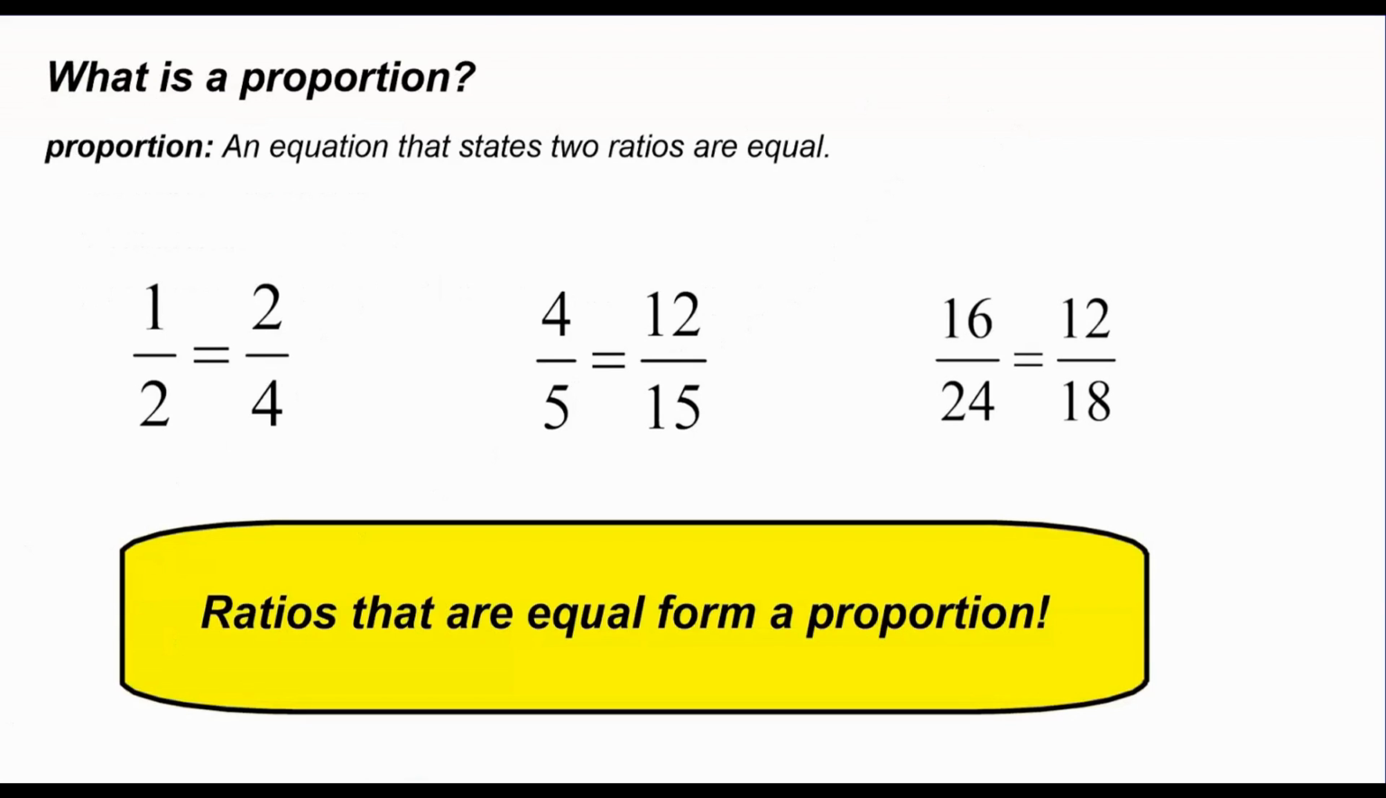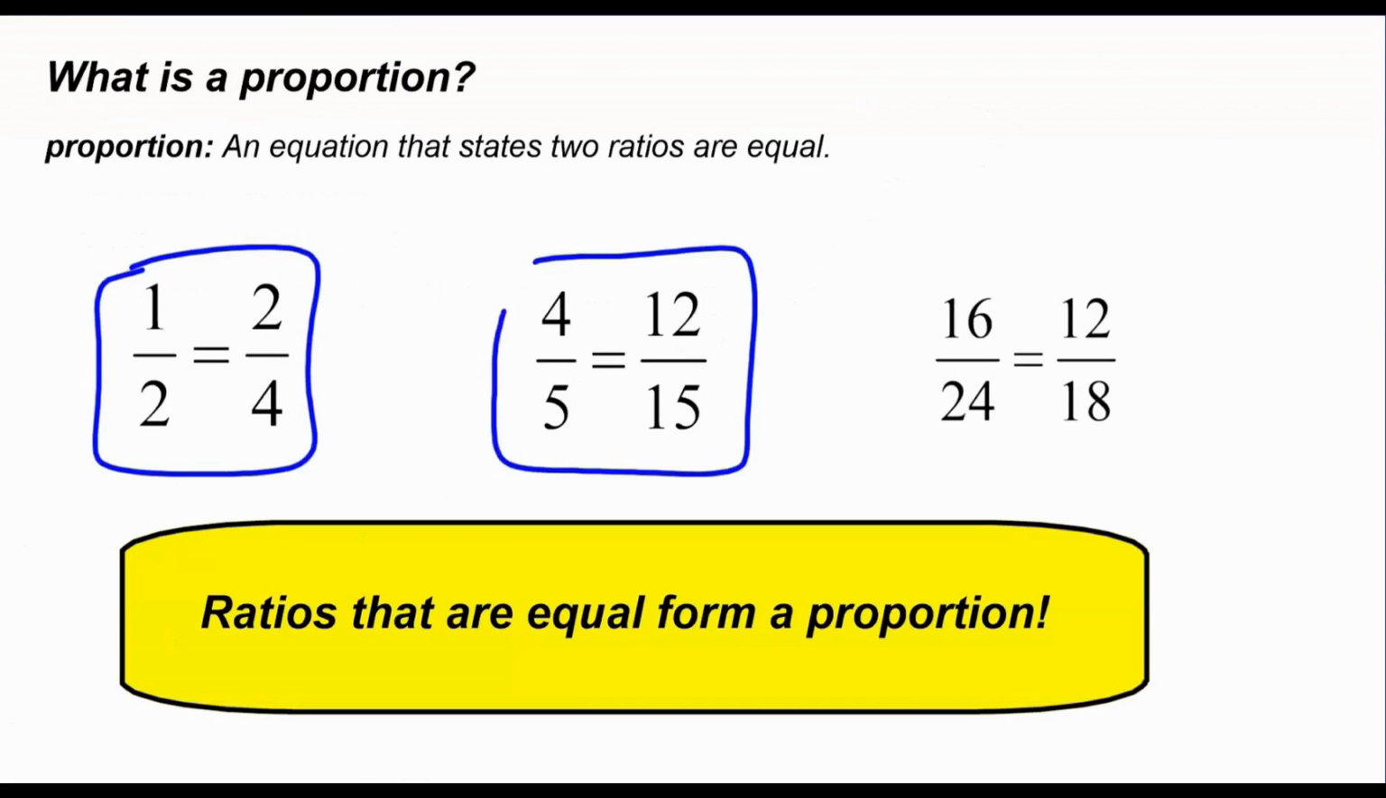So here I've got three examples of proportions. 1/2 is equal to 2/4. Those two ratios are equal to each other, so we say that those two ratios form a proportion. 4/5 is equal to 12/15. Those two ratios form a proportion. And 16/24 is equal to 12/18. That is a proportion. Those two ratios are equal.